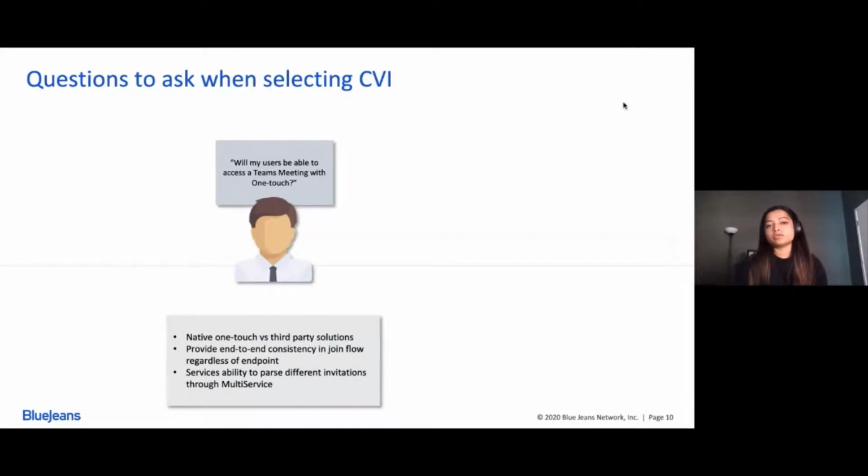So when it comes to user experience, obviously you want to make it as easy as you possibly can for your end users. The most critical thing about that is, will my users be able to use one touch? What that means is walking into a room system and then just joining a Teams meeting with one button, even though the hardware is not Teams. We provide that in our CVI, and you can get that in this CVI solution. So consider whether that's important to you and whether you can get that from your CVI solution.